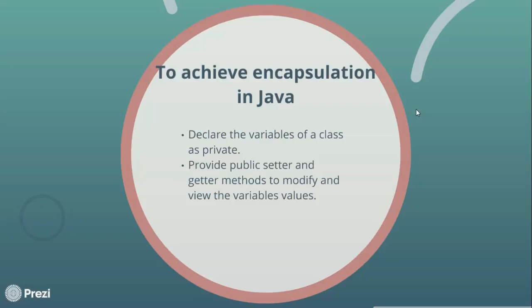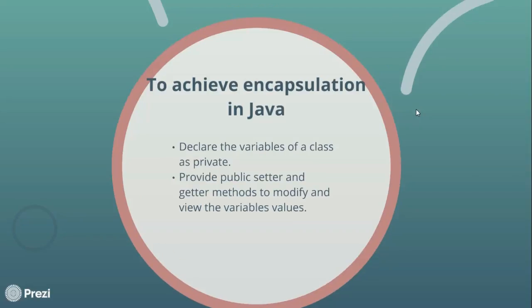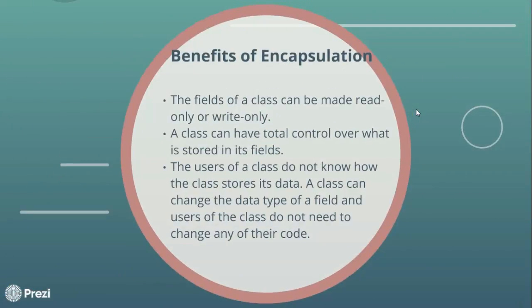Okay. So next, what are the benefits of encapsulation? Number 1. The fields of a class can be made read-only or write-only. A class can have total control over what is stored in its fields. The users of a class do not know how the class stores its data. A class can change the data type of a field, and users of the class do not need to change any of their code. So that's all for this video.